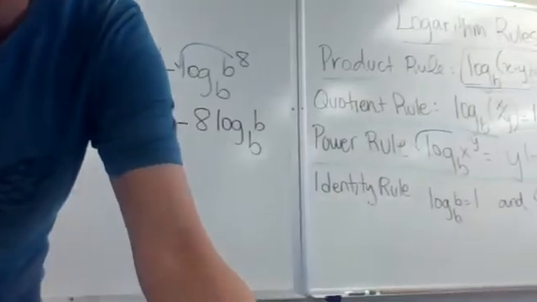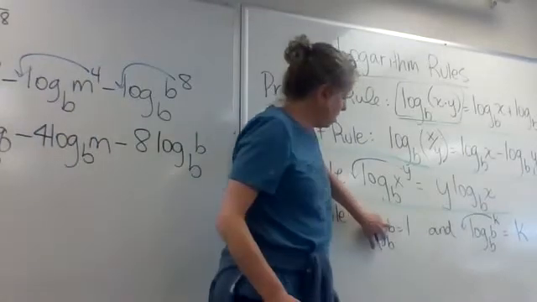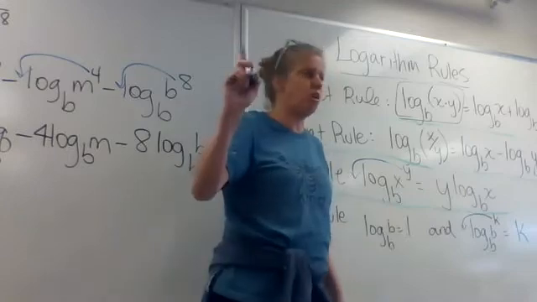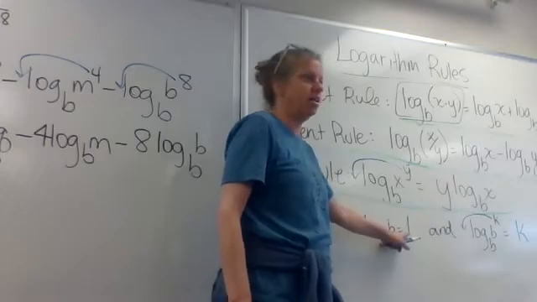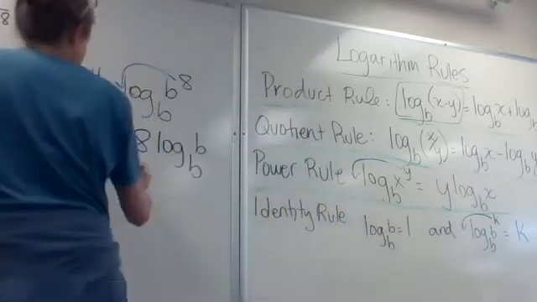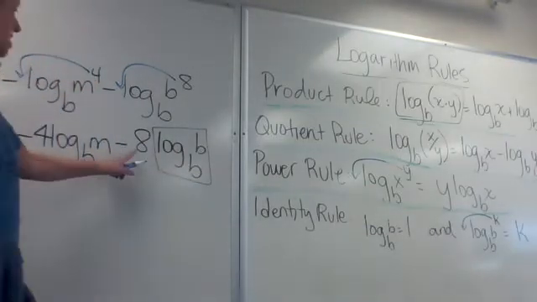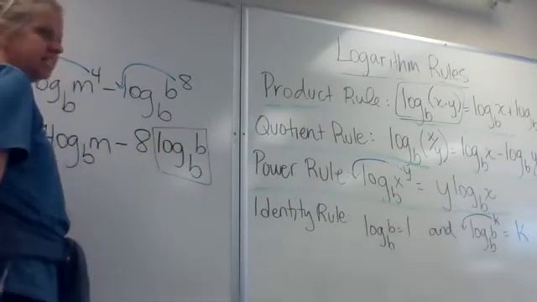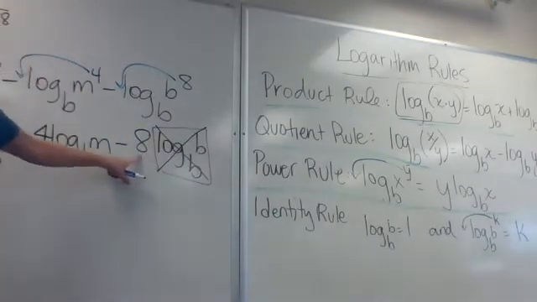Now, look at this bottom rule, this identity rule. Remember, if these two things are the same, this whole thing is equal to 1, right? Because what do you have to raise the b to in order for it to be b? 1. So this right here really says minus 8 times 1, which just makes it what? Minus 8, right? So this right here at the end is just going to be minus 8.